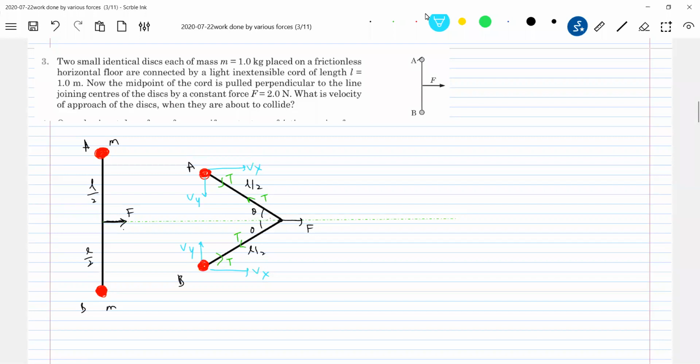So here 2T cos theta. What is the string? The string is massless, no? A light inextensible cord of length L, so massless. So what should be the net force on the string? It should be 0. So the very first equation I will write is F minus 2T cos theta equals 0. So now we have the tension: F by 2 cos theta. Will it be constant? No, it depends on theta.